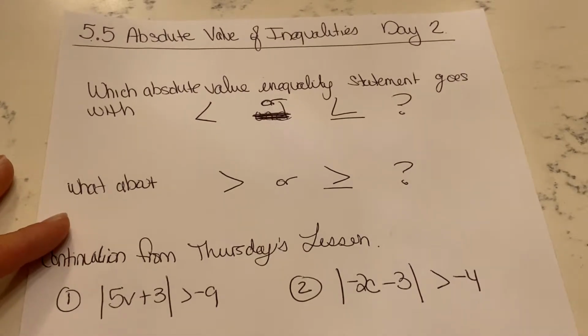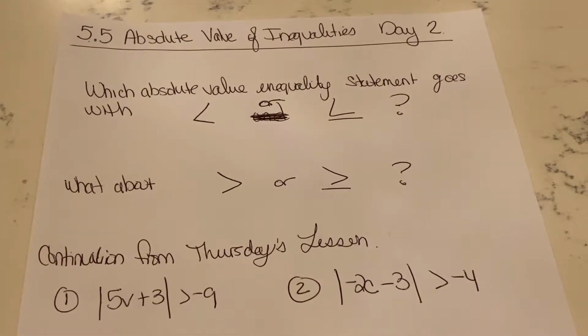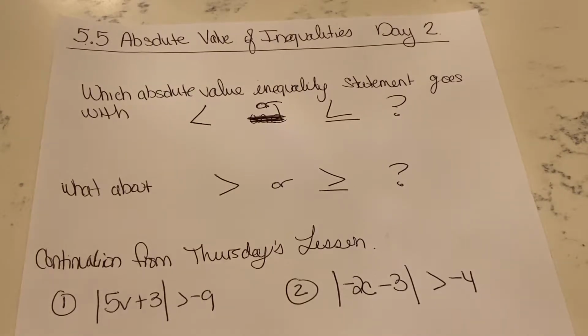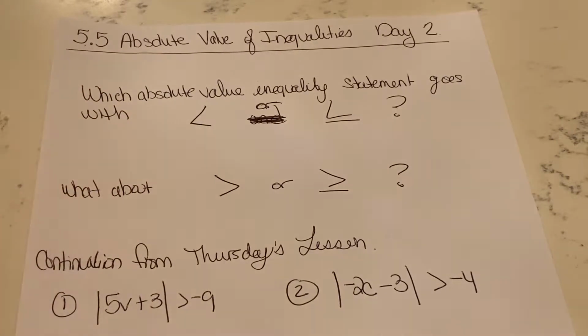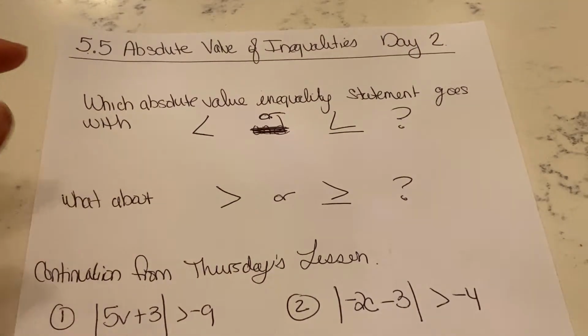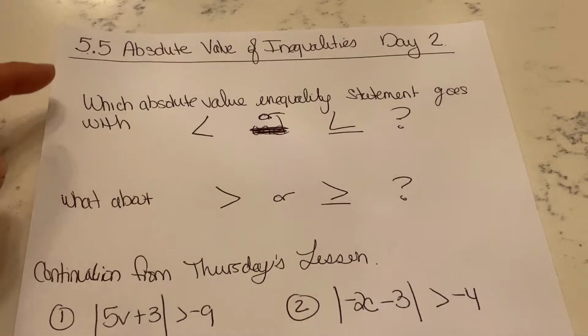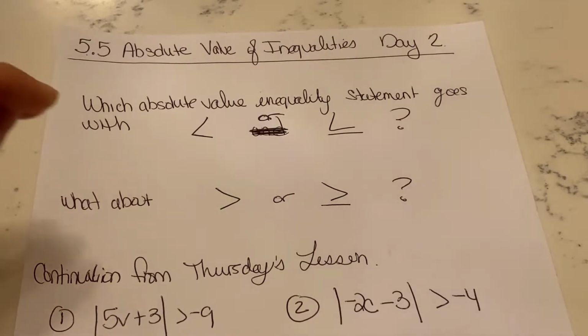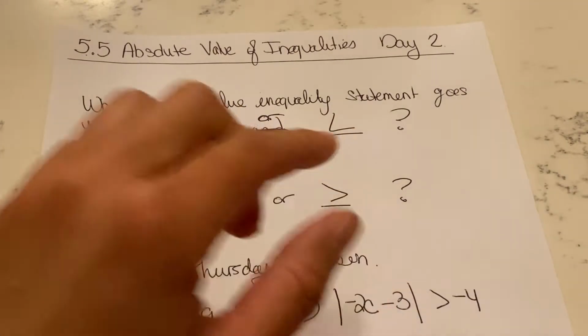All right, today's lesson is just a continuation of what we learned on Thursday. So let's just recap because this is the first step, which is important. You have to identify which statement goes with which inequality. So for the first question, I'm asking you which statement, and or or, goes with these two inequalities. That's what I'm asking you.